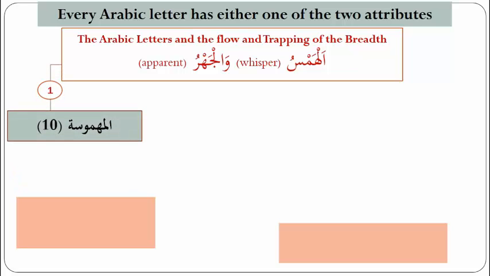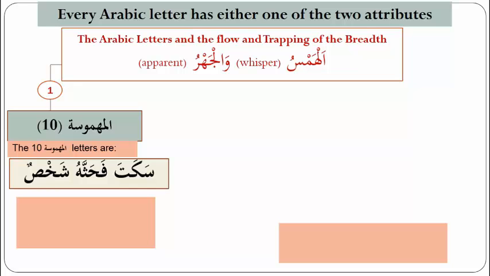The letters are called mahmusa, right? There are 10 mahmusa letters. They belong to the category of hams, and they fall under the line of poetry: Sakata fahathuhu shakhsun. 10 letters: sin, kaf, ta, fa, ha, tha, ha, shin, kha, sad. They are called the mahmusa letters.